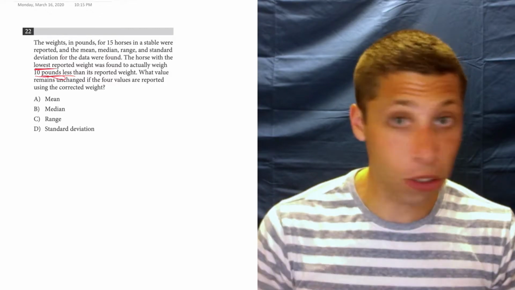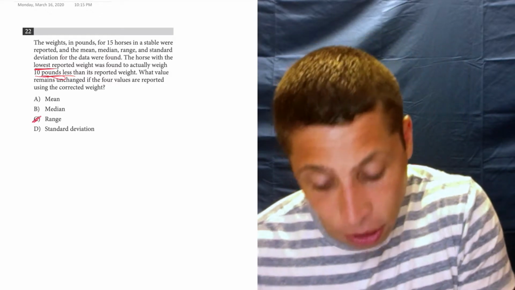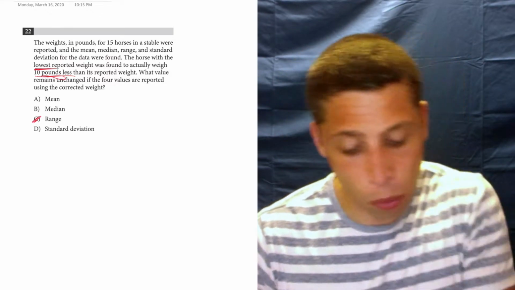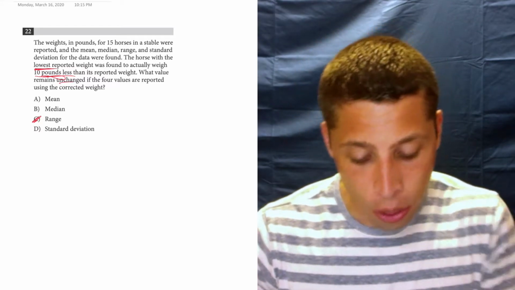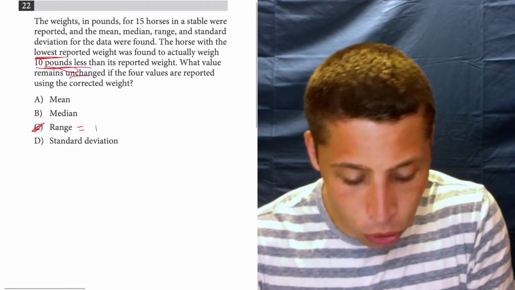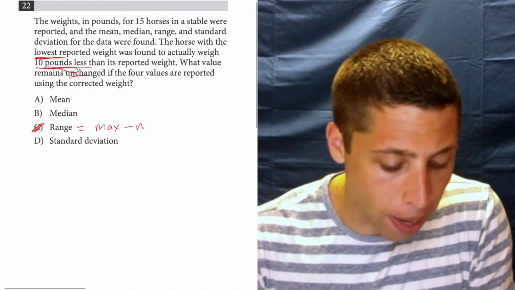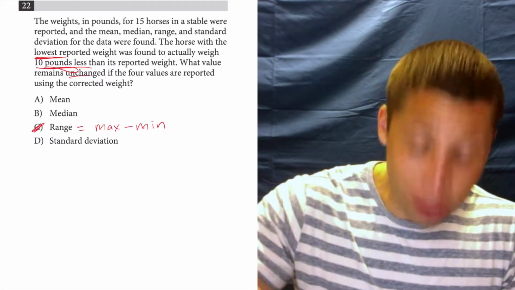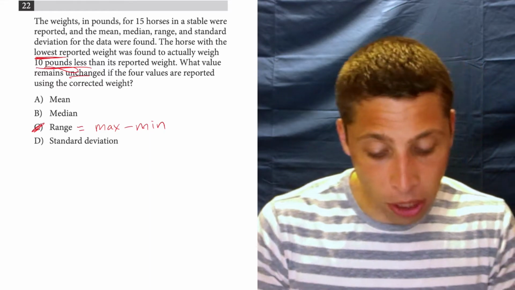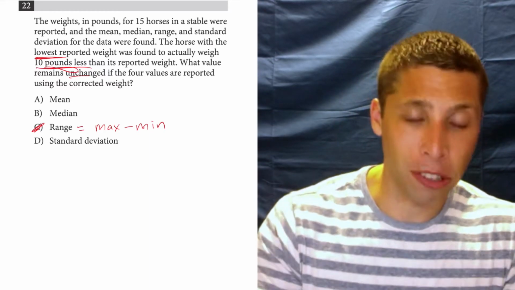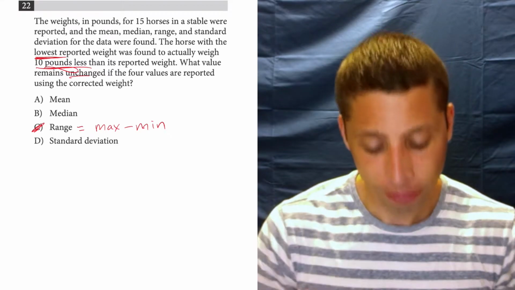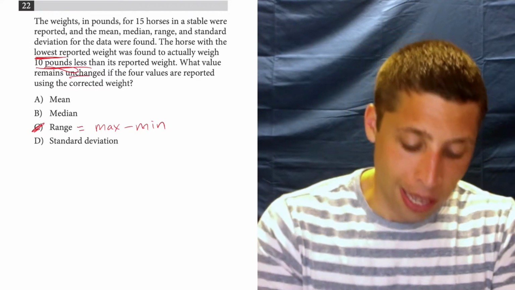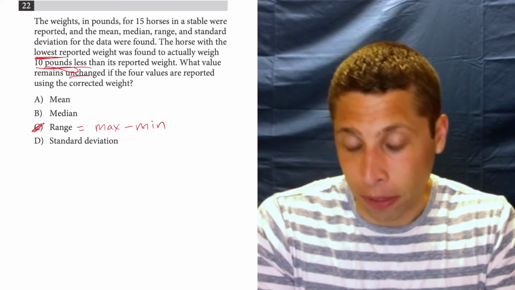Well, the first thing that we should know is that the range is going to change, right? We're looking for what remains unchanged. The range is equal to the maximum value minus the minimum value. So if we changed the minimum value, the one with the lowest weight, we're going to change the range, just by definition. That's gone. Then it gets a little trickier.